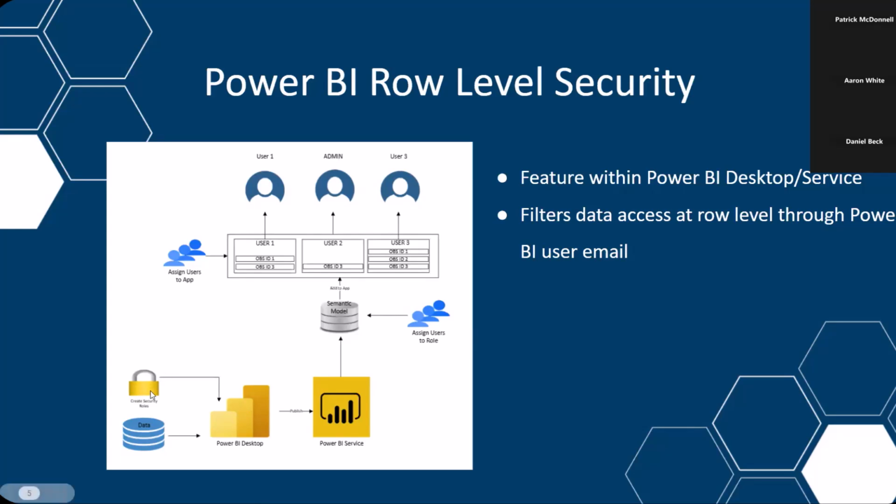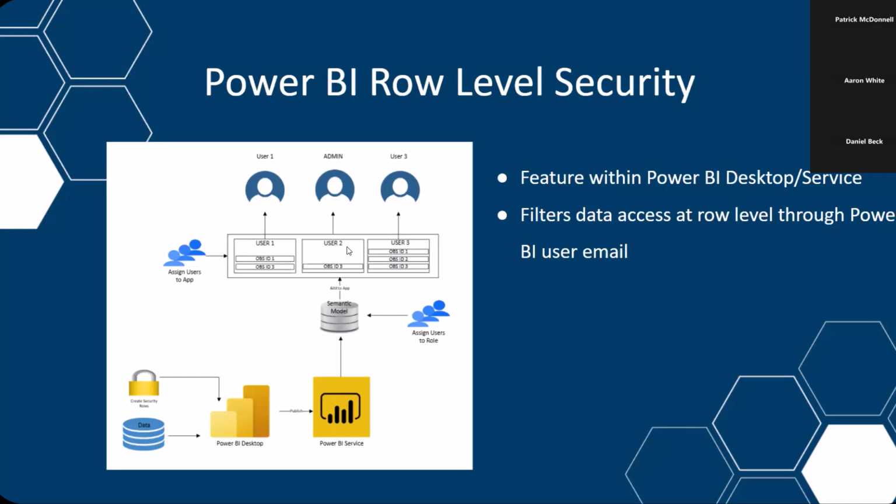From there, you'll create security roles, which are put on top of your semantic model and define what users are able to see. From there, you're going to publish it to Power BI Service. And then once it's in Power BI Service, you're going to go into that semantic model. You're going to assign users to the roles that you create within Power BI Desktop. And then you're going to assign roles to the app or the workspace that you're going to allow your users to have access to.